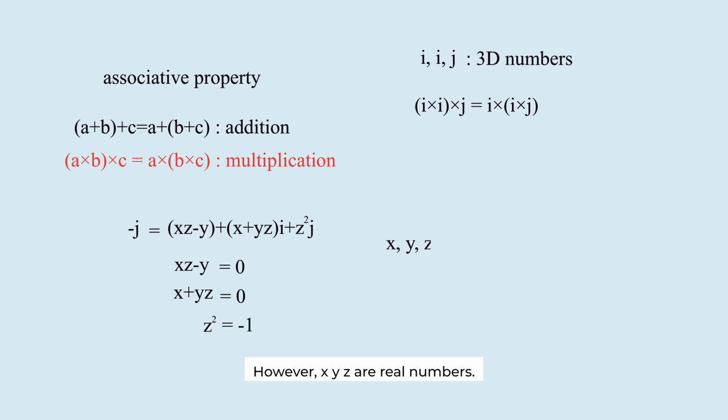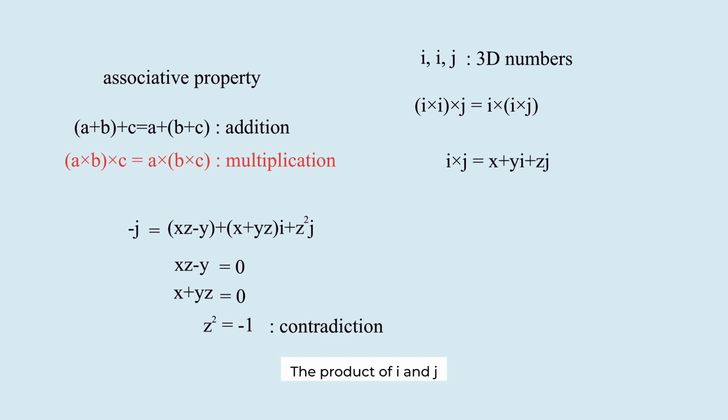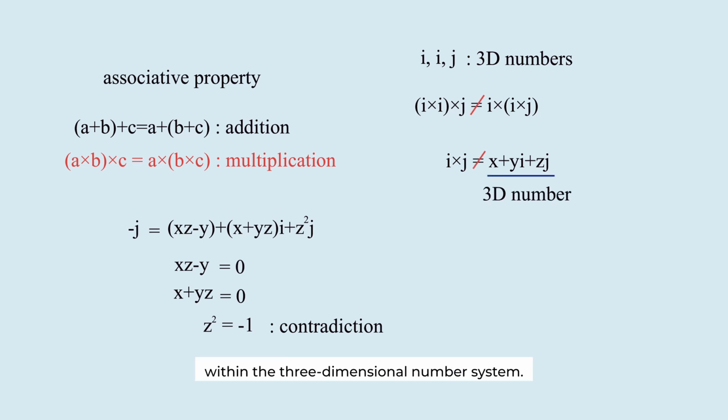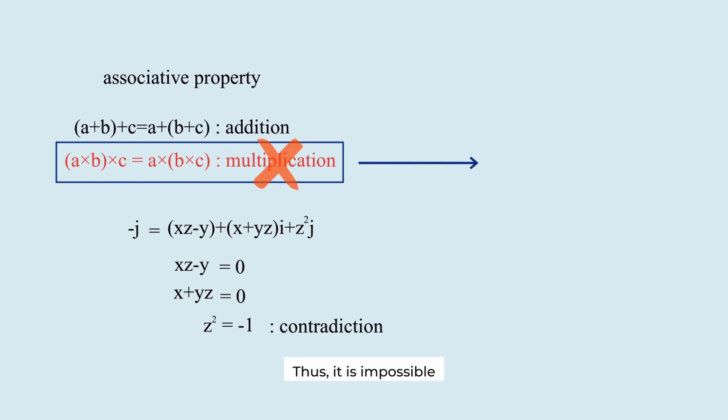However, x, y, z are real numbers. When squared, real numbers are greater than or equal to 0. Thus, z squared couldn't be minus 1. z squared equals minus 1 is a contradiction. The product of i and j cannot be expressed within the three-dimensional number system. As a result, the associative property of multiplication cannot hold. Thus, it is impossible to define a meaningful three-dimensional number system.